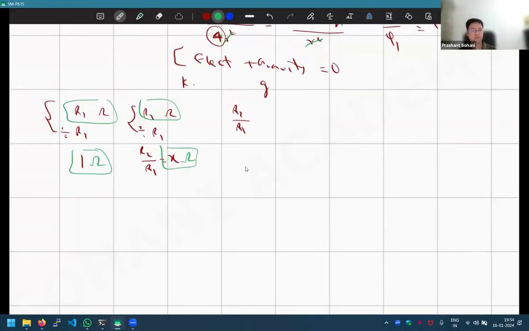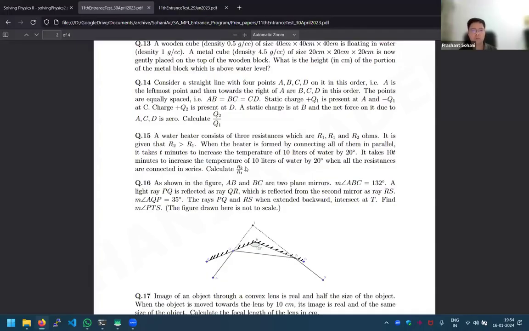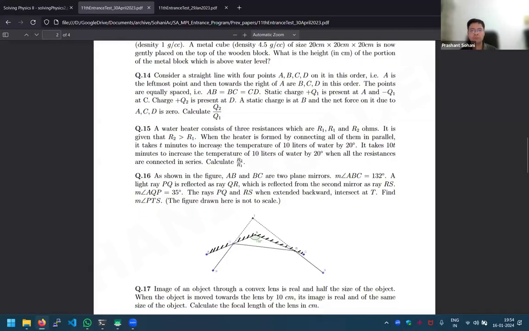Now reread the whole question. Instead of thinking about R1 every time, we are going to replace it by 1 and replace R2 by x. Now let us come to the main part of the question. It says that the heater is formed by connecting all of them in parallel. So first it is talking about resistances connected in parallel, and then the next part is when you connect them in series.